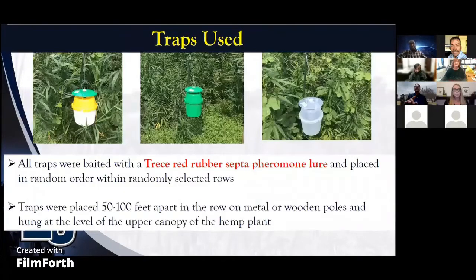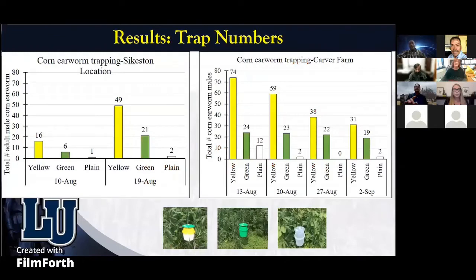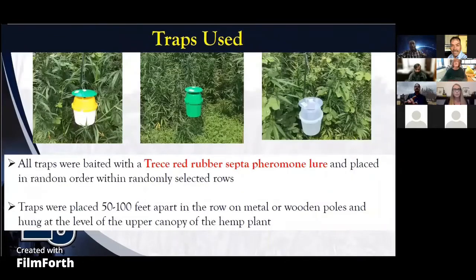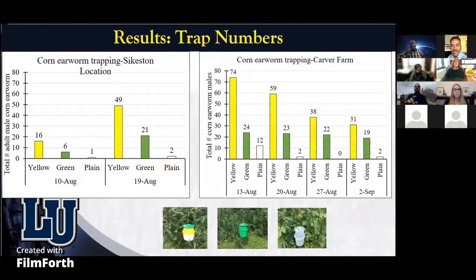So these are the traps that I evaluated. These are common traps. We call them bucket traps. I put some pheromones in them, tried to evaluate them, and found that the yellow type, the one on my left, is the one that really does well. But the bad thing about that one is that it also can attract some bees.